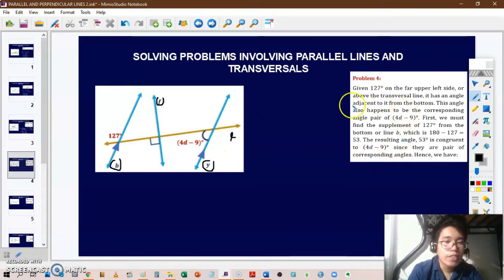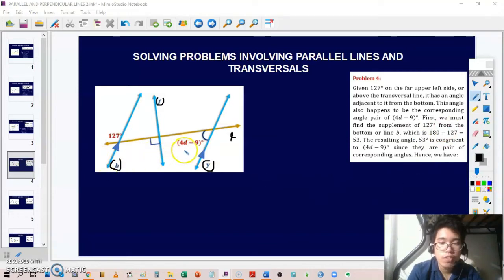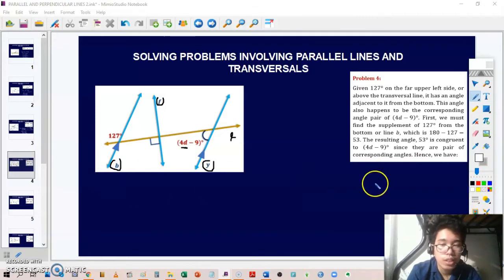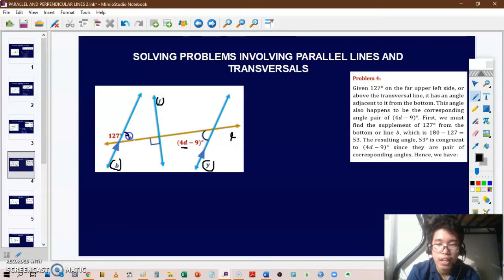Given here that we have 127 degrees, we want to know the value of D again. To solve for the value of D, the first thing that we can do is find the measurement of this angle right here. If you look closely, it's the alternate interior angle of 4D minus 9. And again, what are alternate interior angles? They are congruent, so we can equate these two angles. But we need to find its measurement first.